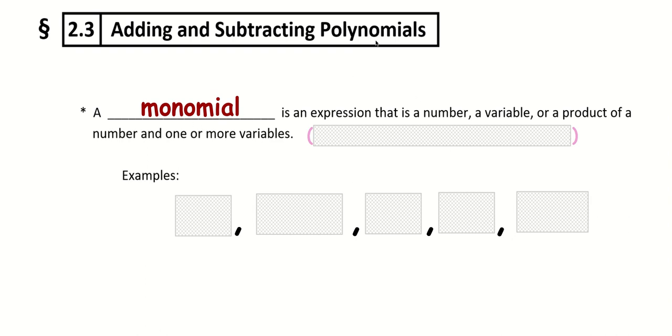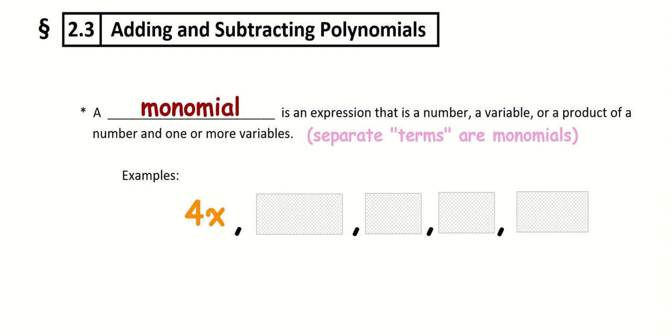a polynomial is basically an expression. So let's see how this goes. A monomial is an expression that is a number, a variable, or a product of a number and one or more variables. So again, a monomial is an expression, but it's only one term. Mono means one or single. So a monomial is a one term.